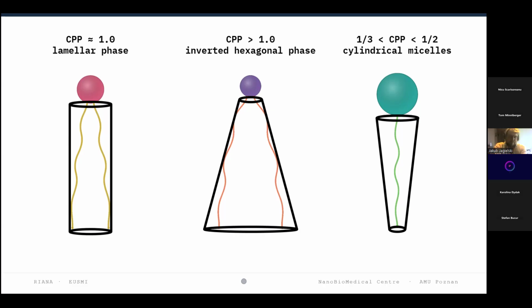For my nanoparticle systems, the most relevant regime is a critical packing parameter of 1 and above, where the bicontinuous cubic and inverted hexagonal phases form. These are the internal architectures of the cubosomes and hexosomes, respectively.